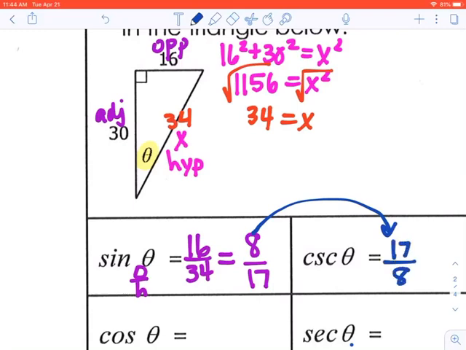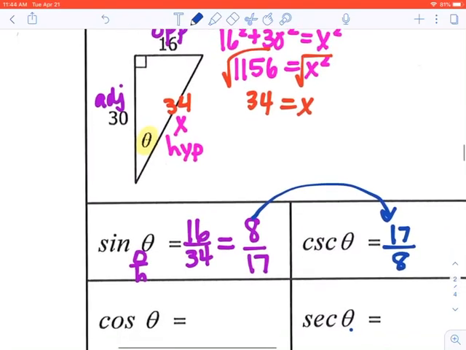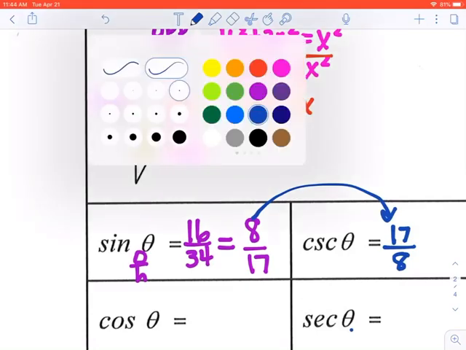And I'm done with cosecant. I didn't need to use the definition of hypotenuse over opposite. I just know that it's a reciprocal of sine, so I don't need to go through that whole process, okay? Now let's move on. We'll do cosine.